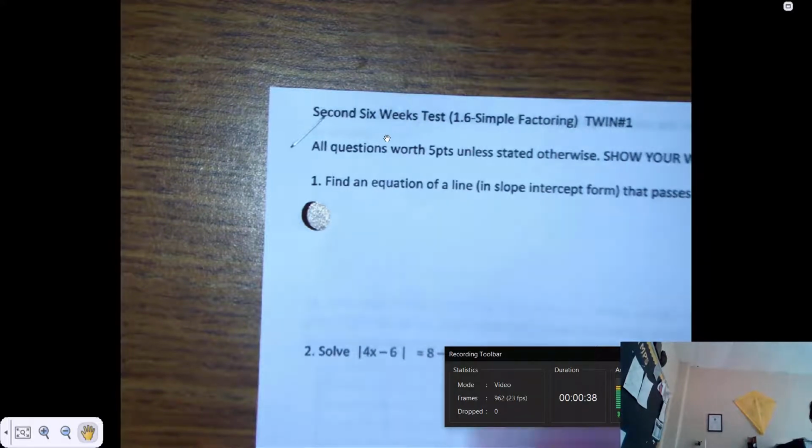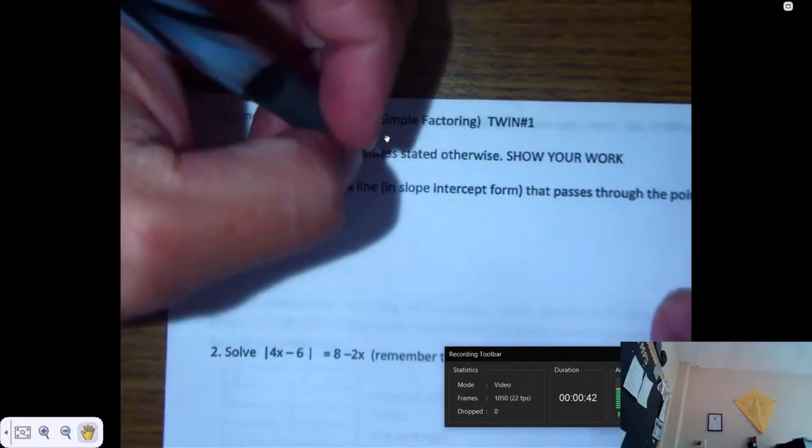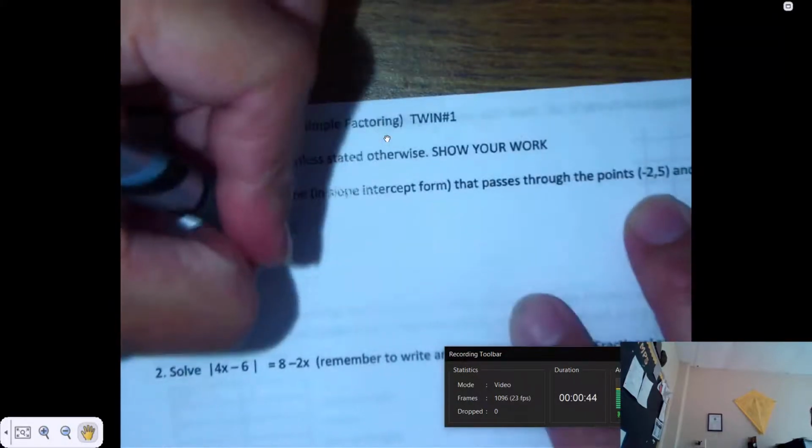So the goal on 1 is to find the equation of the line in slope-intercept form that passes through the points (-2, 5) and (10, 13). Now I'm going to need two formulas to do this. I'm going to need the formula for slope, y2 minus y1 over x2 minus x1. And I'm also going to need point-slope form, y minus y1 equals m times x minus x1. Those are the two things I need to know.